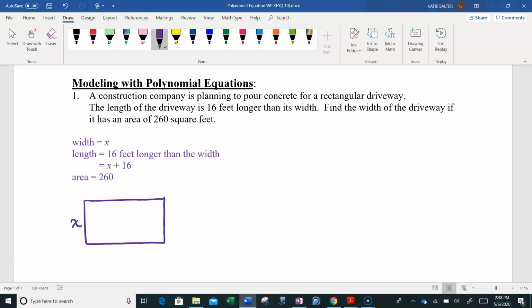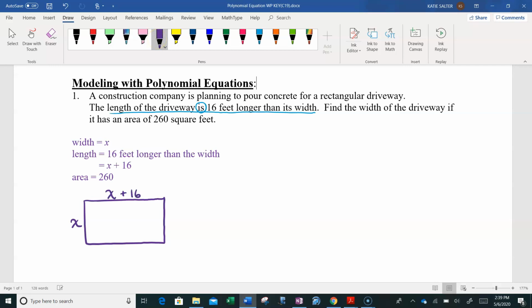Then, if we go back and we read in the problem, right here it says the length of the rectangle is 16 feet longer than its width. Remember, that word means equals. So I've just brought up that part. The length is equal to 16 feet longer than its width. Since we've let the width be x, 16 feet longer than x would be x plus 16.